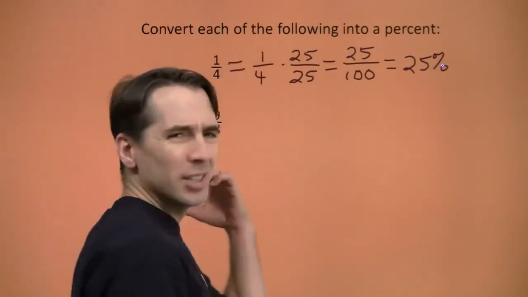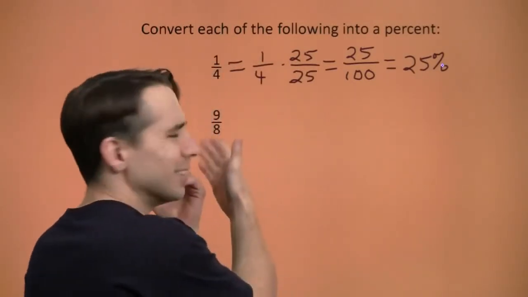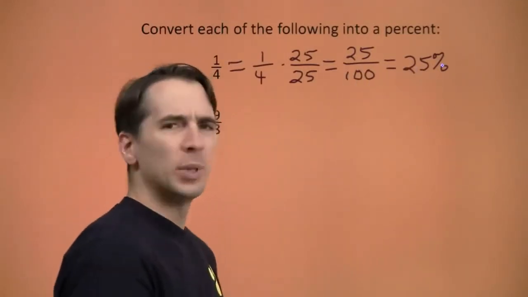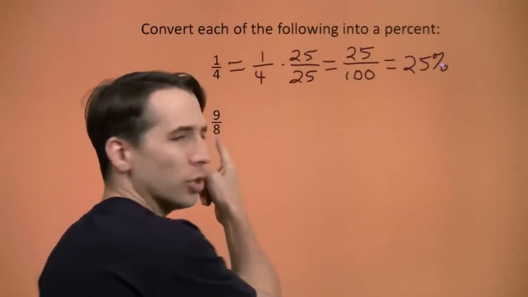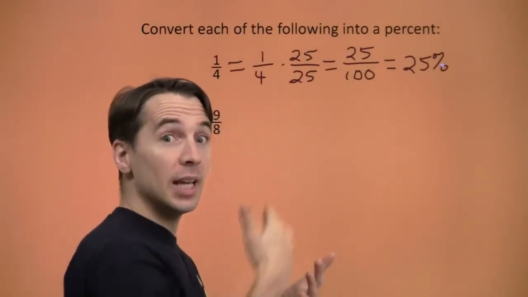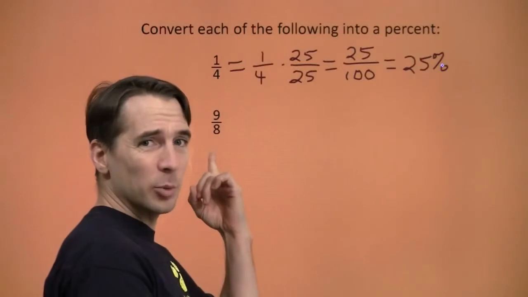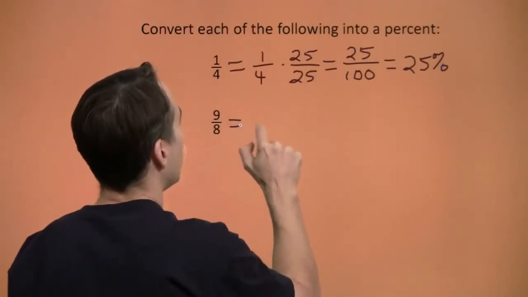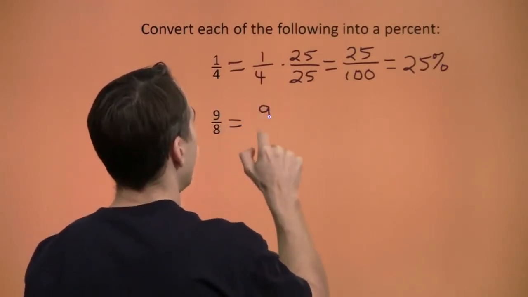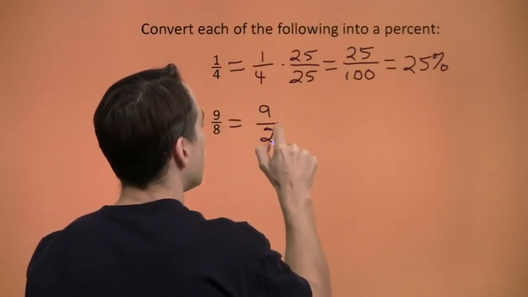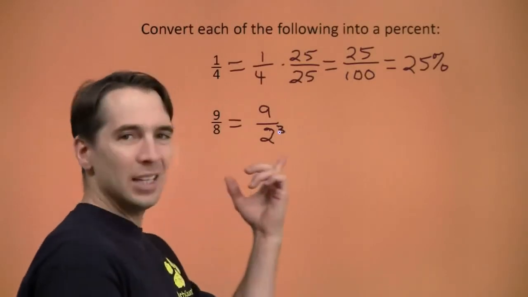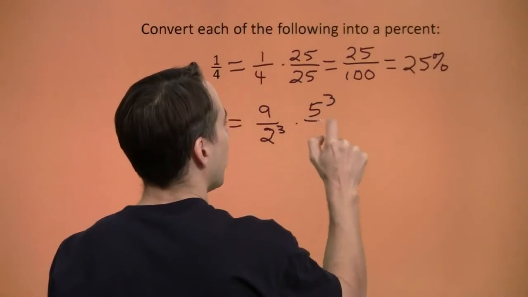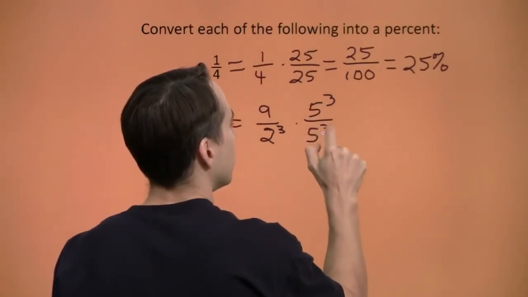Oh, this one's harder, because I can't easily multiply 8 by some integer to get 100 to do what I did up here, but I do know how to turn this into a decimal. And I know how to turn a decimal into a percent, so I'm going to turn this into a decimal first. I turn this into a decimal by making the denominator a power of 10, where I could divide the 8 into the 9. Well, to make the denominator a power of 10, first I'll look at the 8 as 2 cubed. And that tells me I need to multiply the top and bottom by 5 cubed.